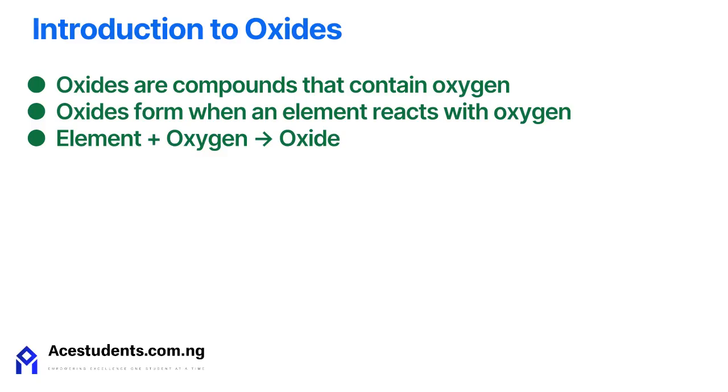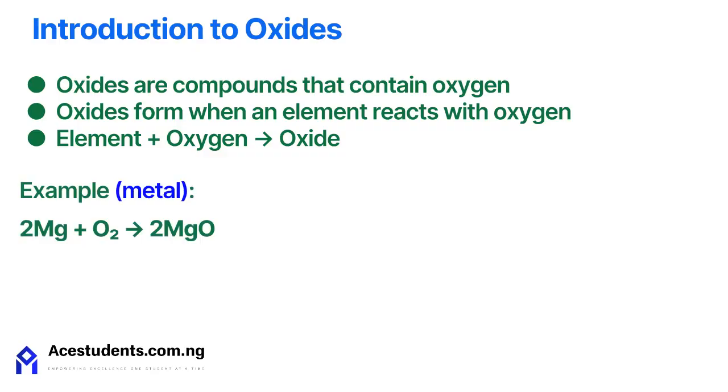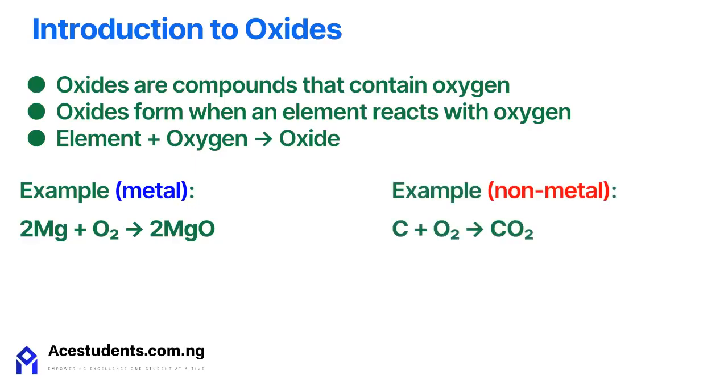Next, let us look at how oxides are formed using real examples. When magnesium reacts with oxygen, magnesium oxide is produced. Similarly, when carbon reacts with oxygen, carbon dioxide is formed. Although both reactions involve oxygen, the type of oxide formed depends on whether the element is a metal or a non-metal. Having seen how oxides form, we now move on to their classification.